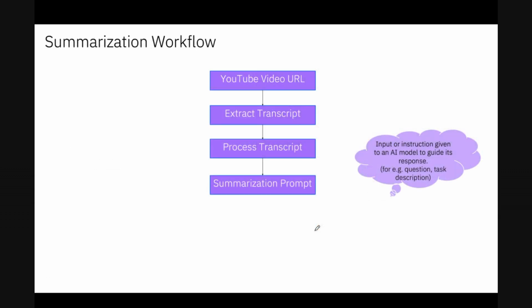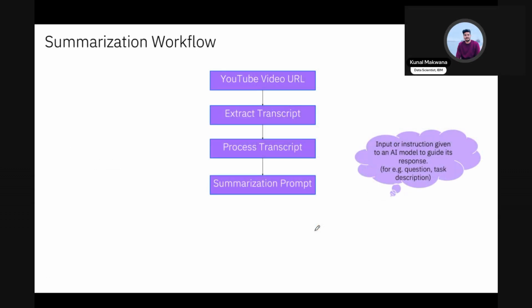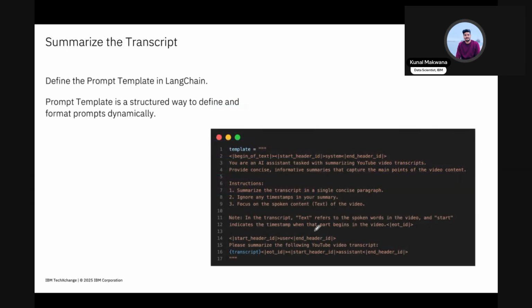Now the next step is to define the summarization prompt. What is a prompt? A prompt is an input or instruction given to an AI model to guide its response. For example, if I'm asking a question like what is Python, this question is the prompt that I'm sending to the language model. In order to summarize the transcript, we first need to define the prompt template in LangChain. Let's understand what a prompt template is. A prompt template is a structured way to define and format prompts dynamically.